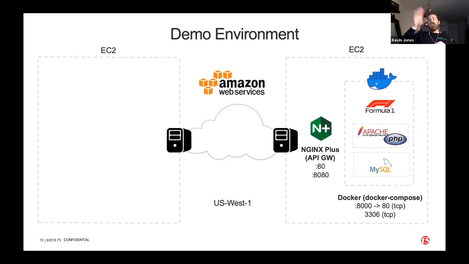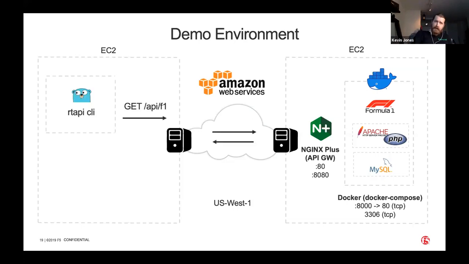Then I'm going to put Nginx in front of that. I'm going to scan directly to the API, and then I'm also going to scan directly to Nginx, and we're going to compare those two. To do that, we're going to use the RT API CLI that I talked to you about, and we're going to be calling /API/F1. The API is publicly exposed on /API/F1. It's a discoverable API and there are additional paths you can hit, but I'm just going to hit the root path, which is a pretty large JSON object. So we should get a good amount of traffic just by querying that.